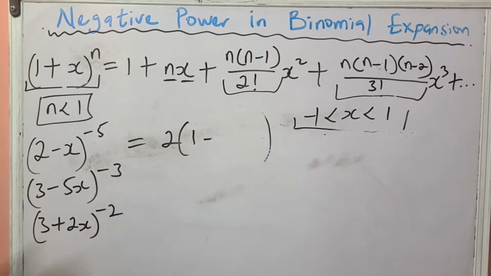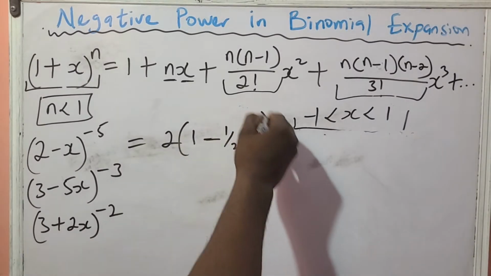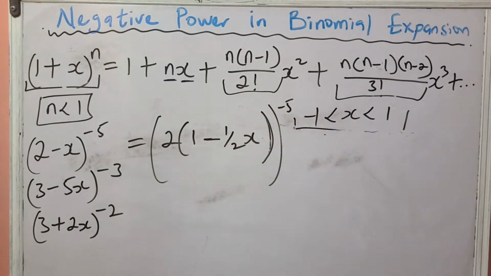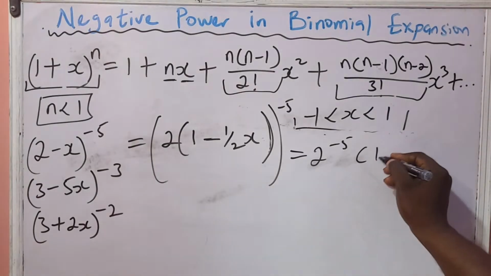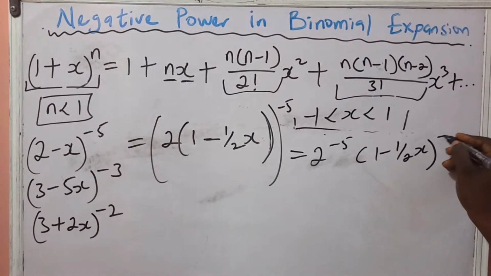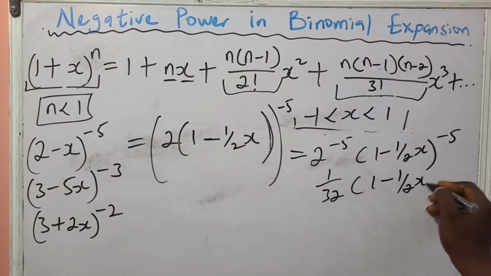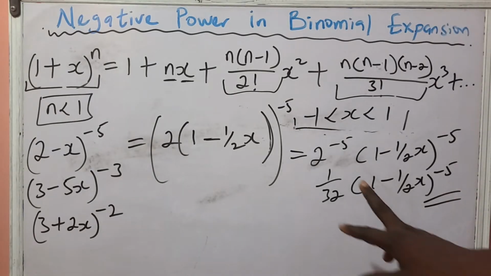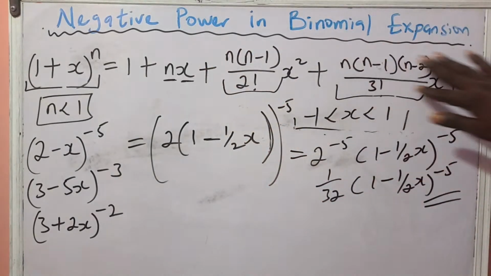So obviously, all I needed to write was 1 minus 1 over 2x. Of course, as you all know, the whole of this must be raised to power minus 5. And then you will now go on to do the same thing we have been doing, which is for us to say 2 raised to power minus 5, then 1 minus 1 over 2x raised to power minus 5, which will be 1 over 32, then 1 minus 1 over 2x raised to power minus 5. So this is what you'll be solving. If you wanted to solve that question, you would solve for this 1 minus 1 over 2 raised to power x using the formula we have right here.